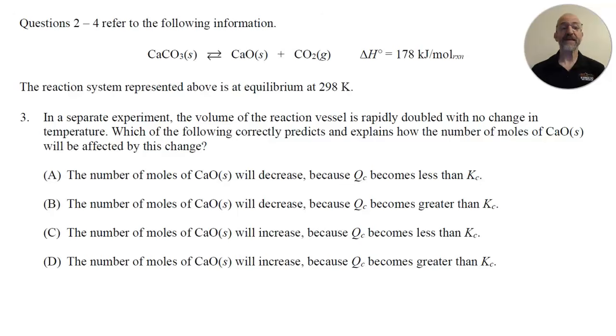In question 3, it says the following. In a separate experiment, the volume of the reaction vessel is rapidly doubled with no change in temperature. Which of the following correctly predicts and explains how the number of moles of solid calcium oxide, which is one of the products, will be affected by this change?